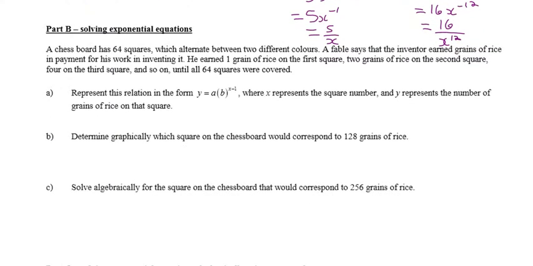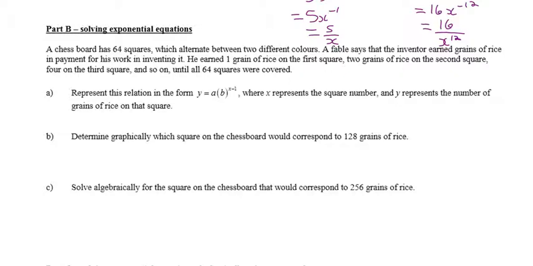Okay, solving exponential equations. Make sure you got your calculator out because we're going to need those in a moment. A chessboard has 64 squares. Everybody's seen a chessboard, right? Or checkerboard. There's a fable that says the inventor earned grains of rice in payment for his work in inventing it, right?